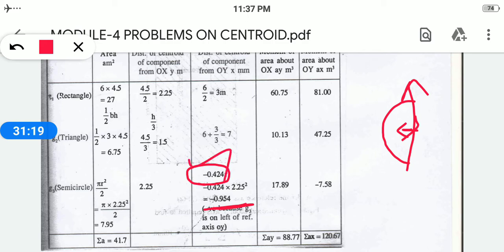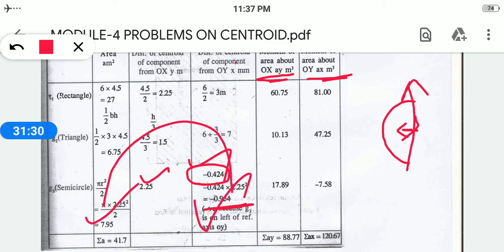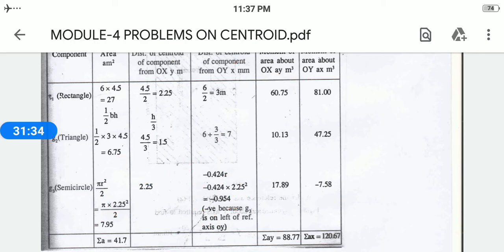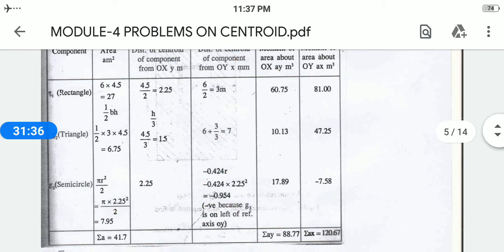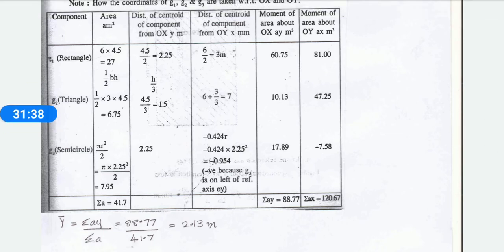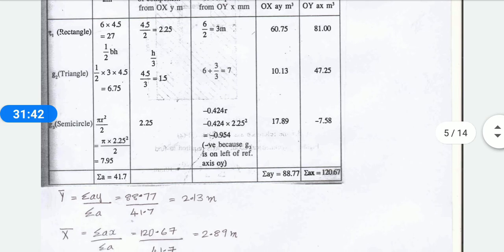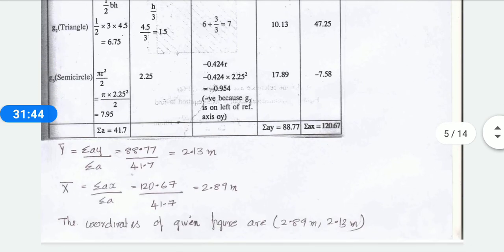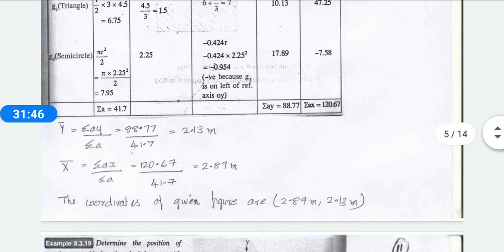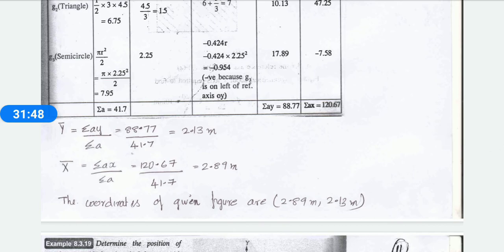When you mention negative over here, your ay will be positive and ax will be negative. Why? A is positive but your x component is negative, so when you multiply, you will get a negative value. When you do all the three things, sum up your values, that is summation of a, summation of ay and summation of ax. After doing that, substitute in the formula and get your centroid value. This is also the same as your previous ones.